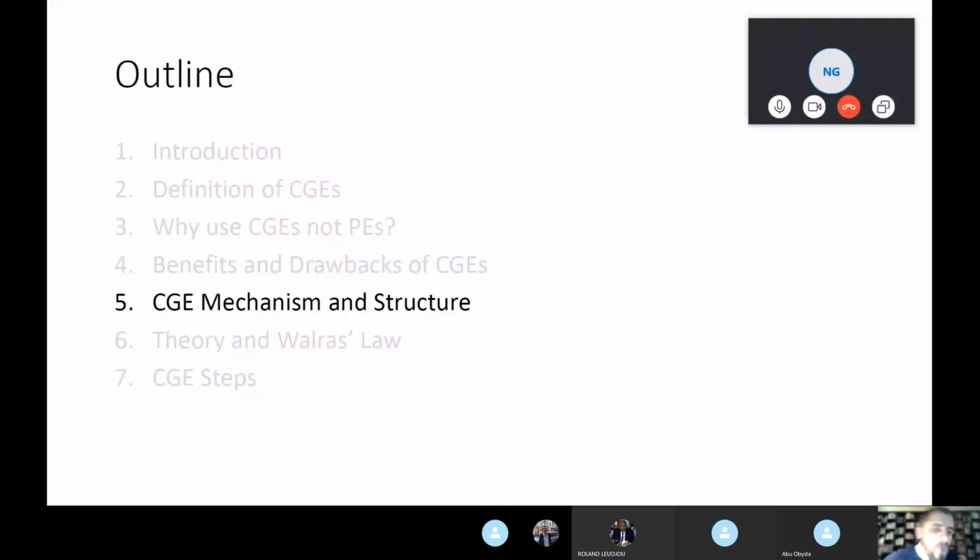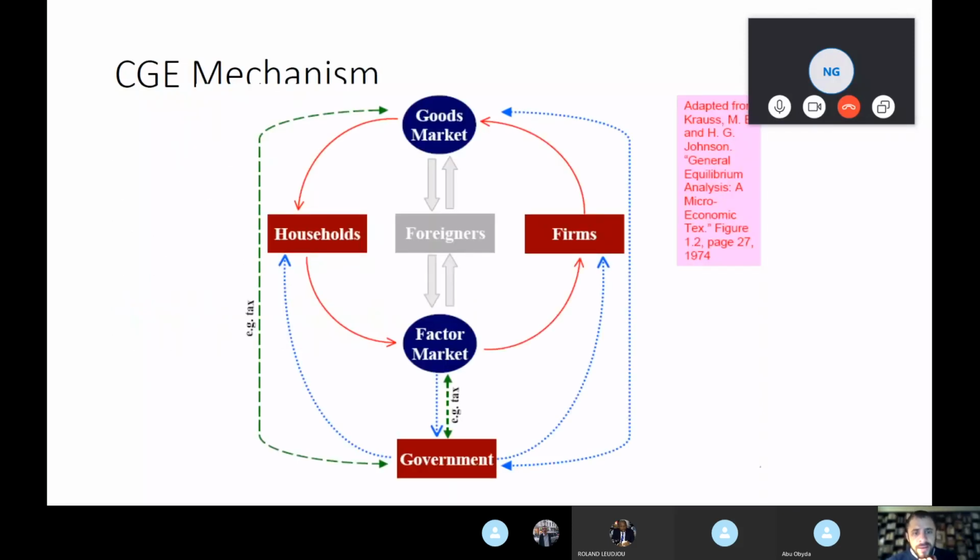So after going through the definition of the CGE, why it's better to use CGE models more than partial equilibrium models, what are their benefits and their drawbacks, I'll start with the CGE mechanism. And the CGE mechanism is based on the most famous graph that we've seen in Economics 101, with this diagram.